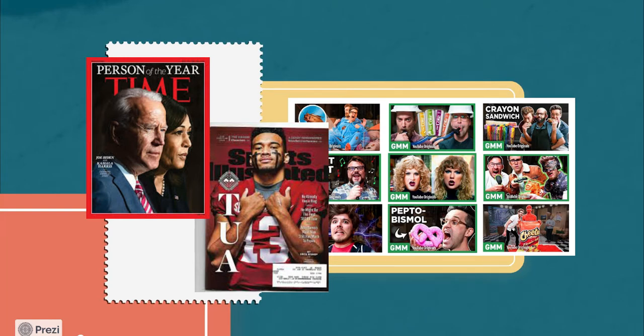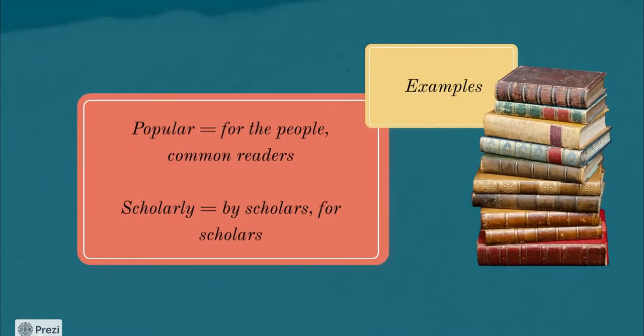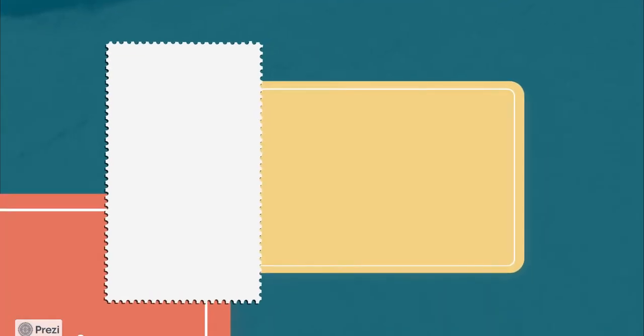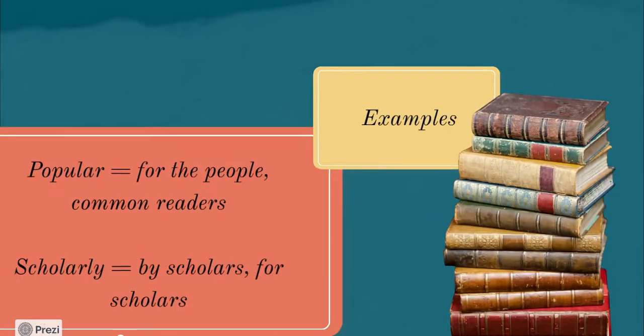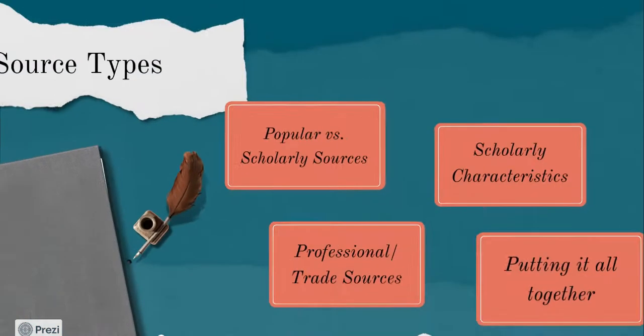Scholarly sources, on the other hand, are written by and for scholars or academic researchers, like your professors. These may be less familiar to you, but you will often be asked to use scholarly sources during college, so it's a good idea to get to know what they look like. Here are some examples of scholarly sources. Although all of these are directed to scholars in different subject areas, they have a few common characteristics.